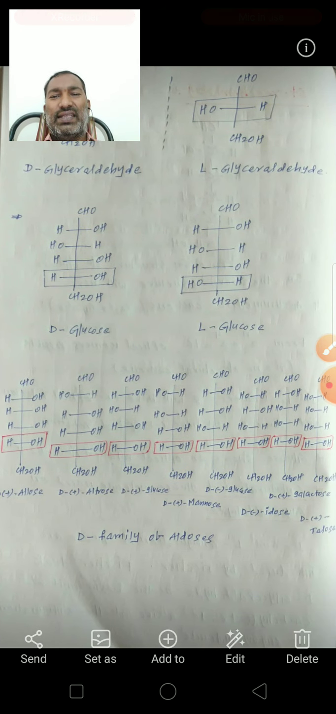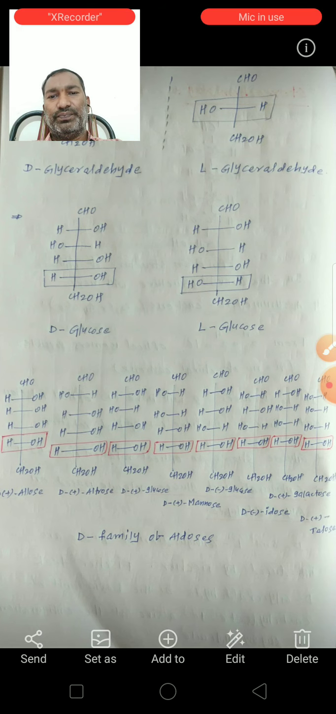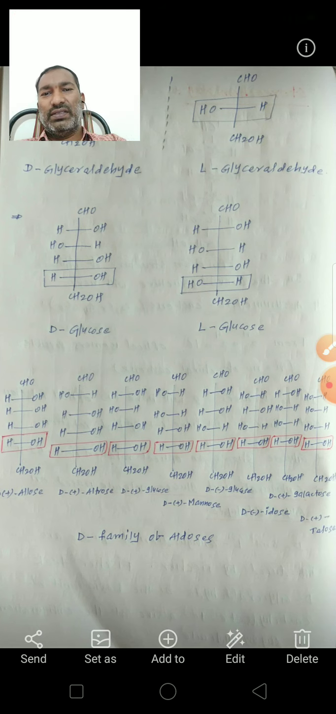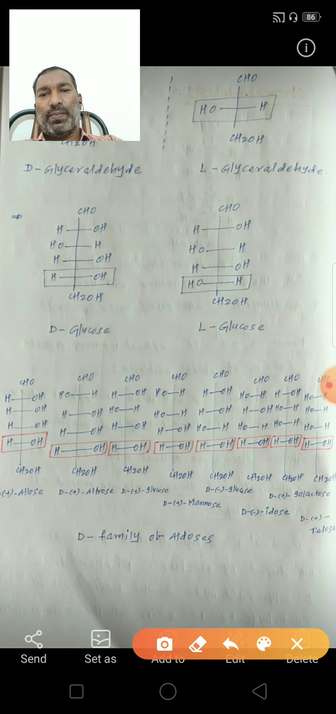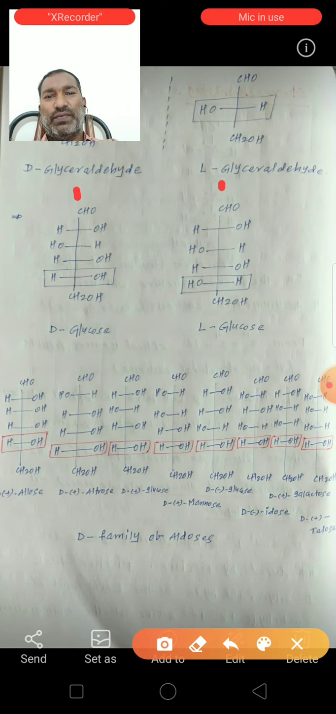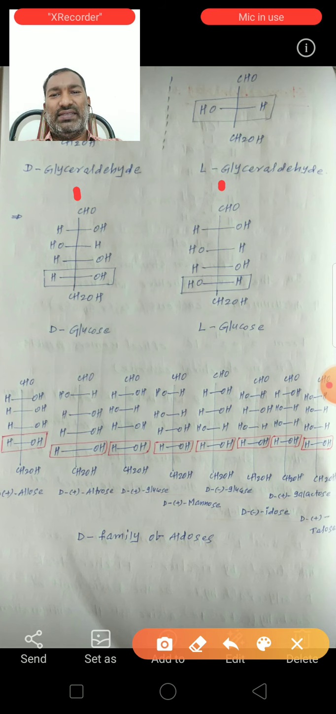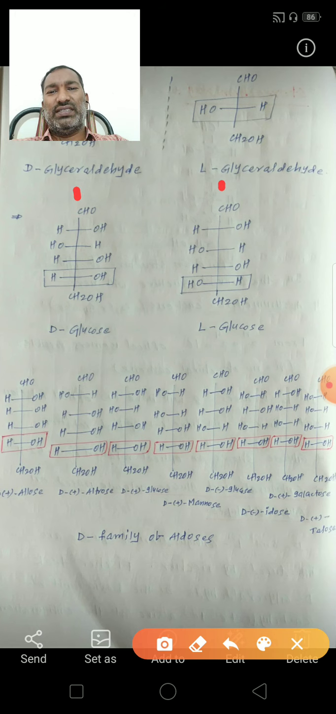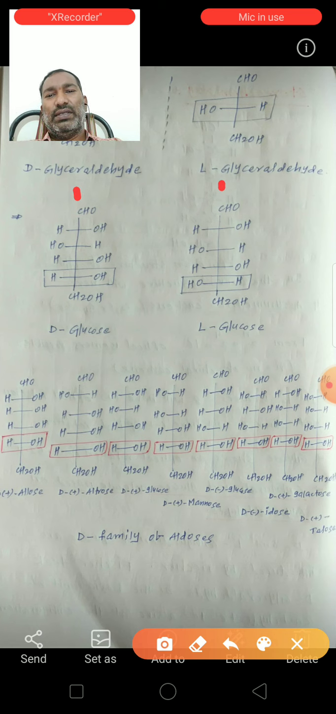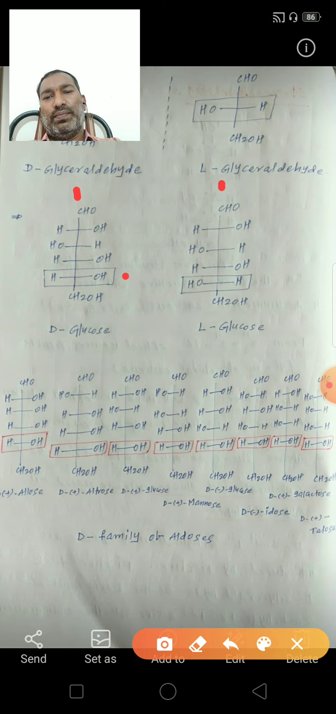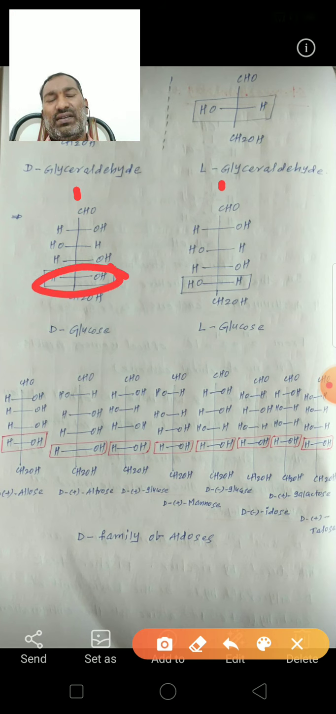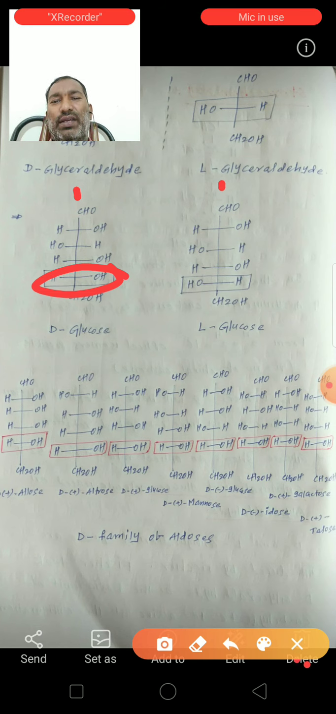Like that, see here D-glucose and L-glucose. See here D-glucose. This is the first carbon. Second carbon OH is on the right, third carbon OH is on the left, fourth carbon OH is on the right, fifth carbon OH is on the right. So according to this structure, this is known as D-glucose.